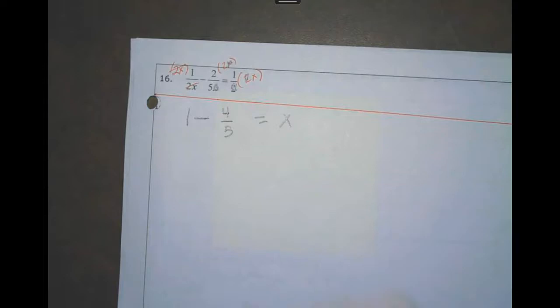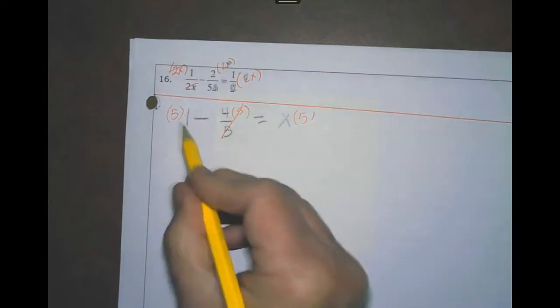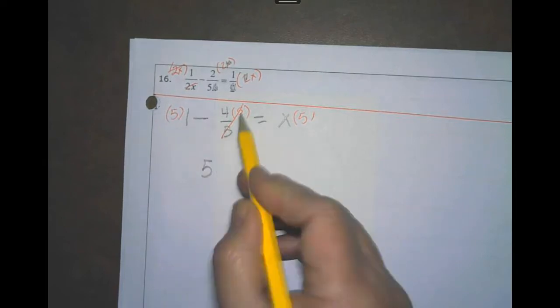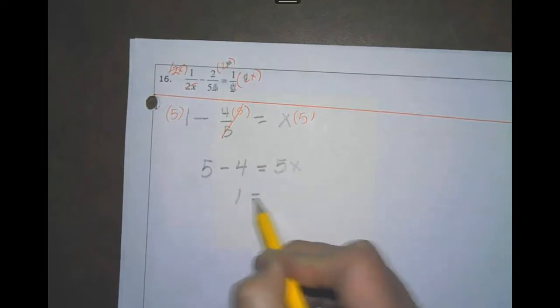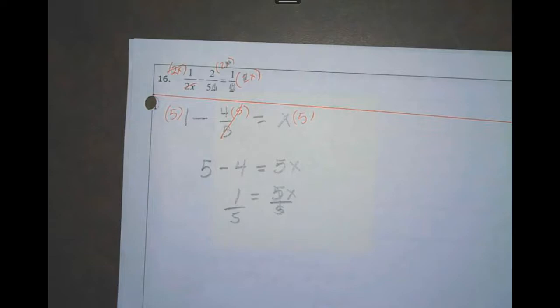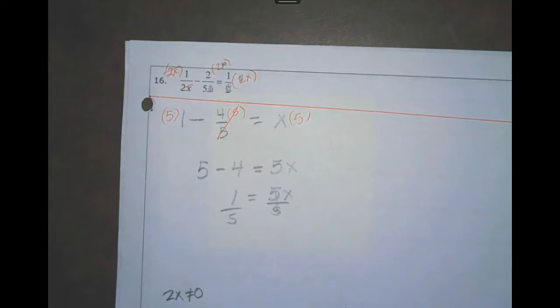And so then I can go ahead and multiply everything by 5 to cancel out that denominator. And so I have 5 minus 4 equals 5x. Of course, 5 minus 4 is 1. Divide by the 5, and so x equals 1 over 5. 2x cannot be equal to 0. Divide by the 2, so the x cannot be equal to 0. And so there are no extraneous answers.